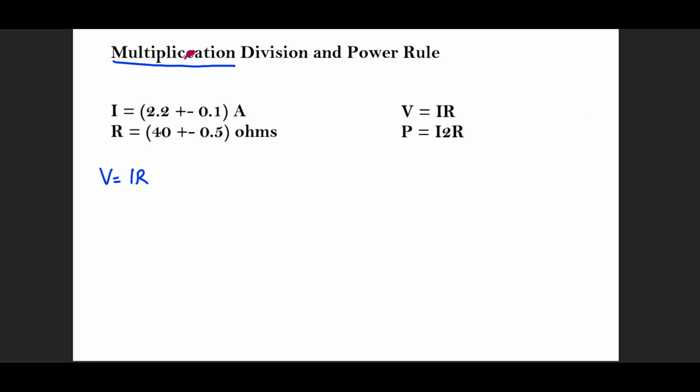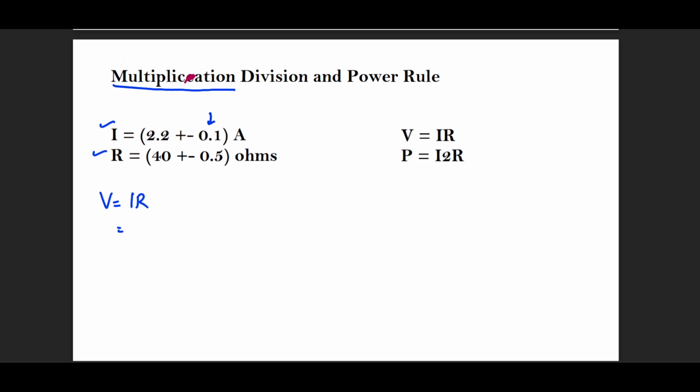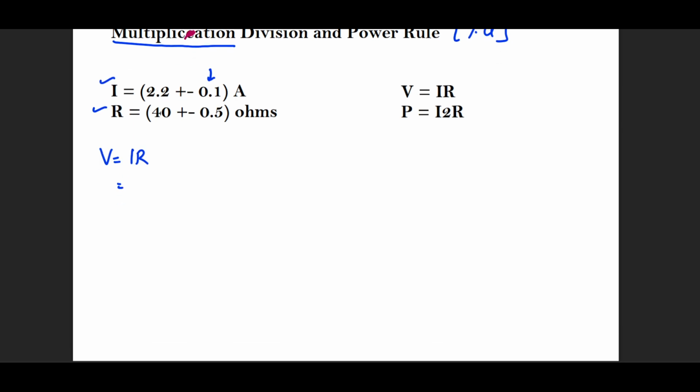So how do we deal with this? We have a value of I and R, and they have different uncertainties. Now notice, can we add their uncertainties together like we do in addition and subtraction? We can't do that. Why? Because their units are different. Because their units are different, we need to use the percentage uncertainty method. For multiplication, division, and the power rule, at the end of the day the examiner would want you to calculate the percentage uncertainty.